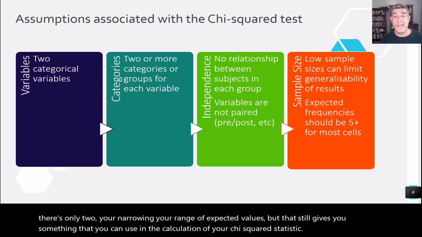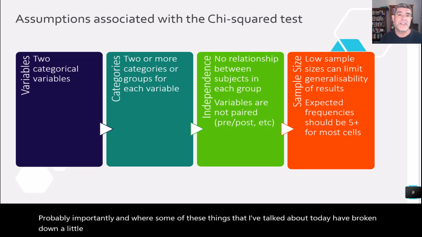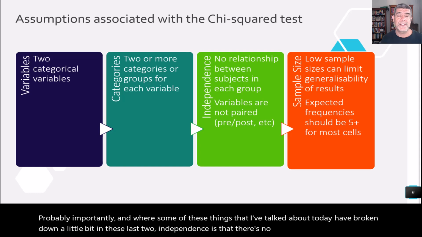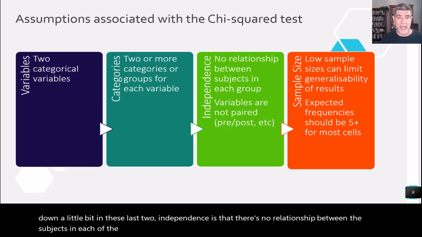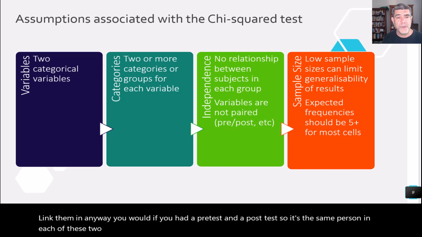Probably importantly, and where some of the things that I've talked about today have broken down a little bit in these last 2, independence is that there's no relationship between the subjects in each of the groups. That is, you can't link them in any way like you would if you had a pre-test and a post-test, so it's the same person in each of these 2 groups. So they should be independent.